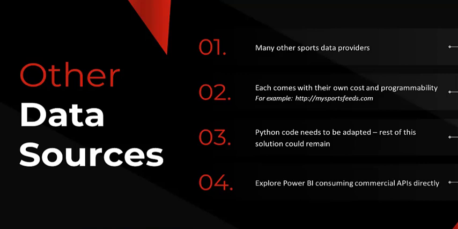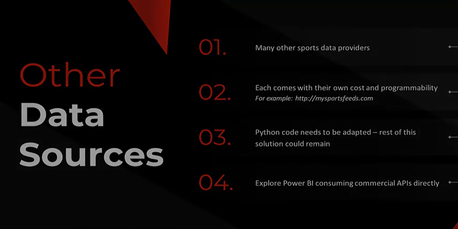4. Explore Power BI consuming commercial APIs directly. Instead of relying solely on custom Python code for data retrieval and processing, another option is to explore the possibility of directly consuming commercial APIs in Power BI. Power BI offers the ability to integrate and consume data from various commercial APIs, including those provided by sports data providers. This allows for a more streamlined and direct integration without the need for extensive custom code development.